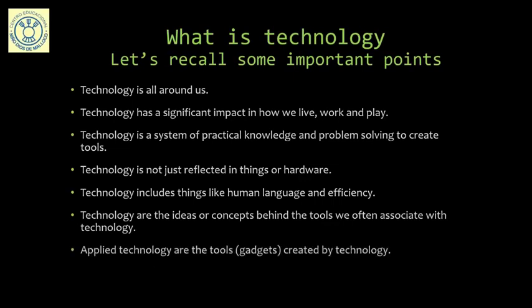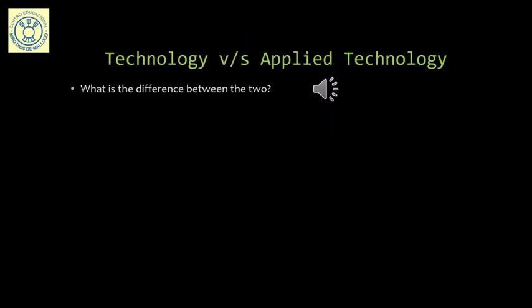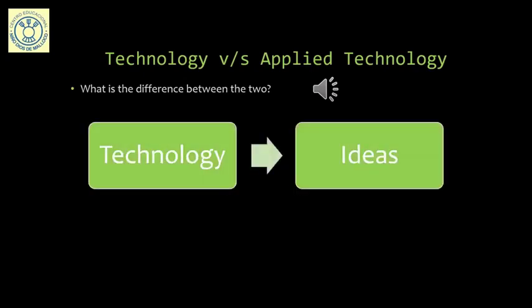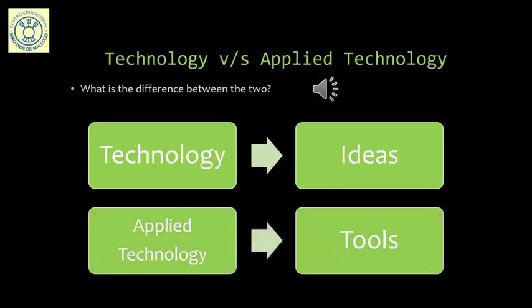Applied technology are the tools or gadgets created by technology. Do you remember that we made a difference between technology and applied technology? Well, technology are the ideas, the previous thought before the creation of an object, a technological object. And applied technology are the tools, the technological objects created after these ideas.